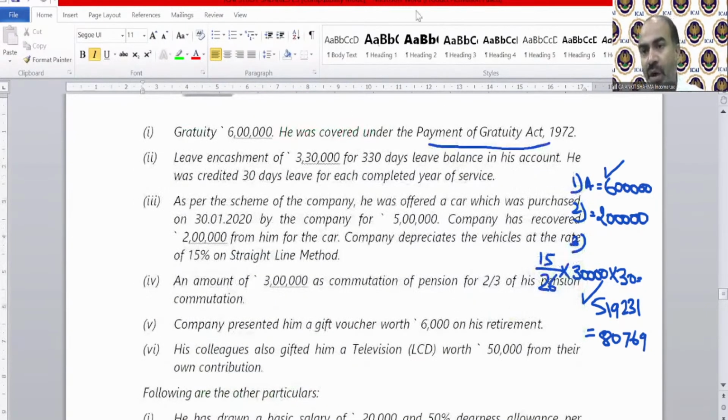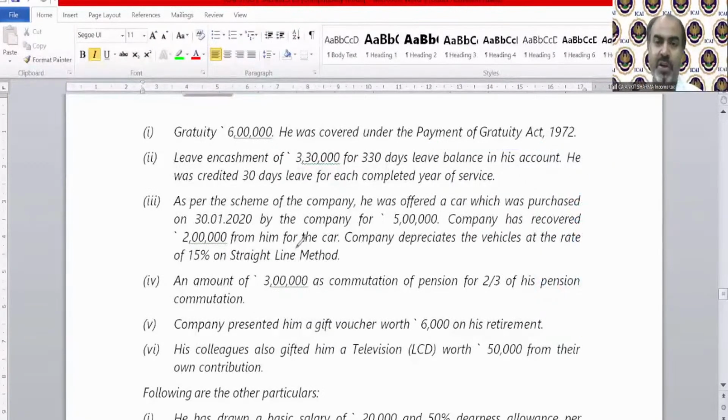Now moving on to leave encashment. Leave encashment of 3,30,000 for 330 days leave balance in his account. He was credited with 30 days leave for each completed year of service. How will we solve it? Again, for leave encashment, the amount received is the first value we need to take. Then the second is the fixed value, 3 lakh.